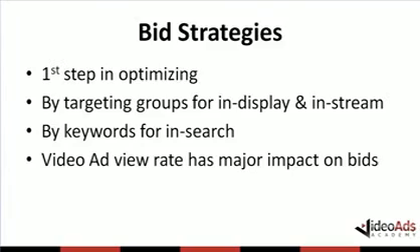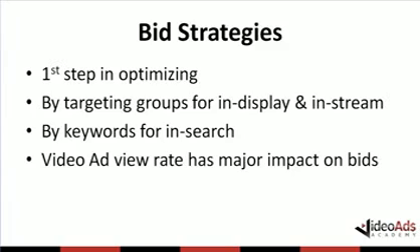And so that's why I say by keyword for in-search, you're going to want to dig down to each individual keyword and then base your bid by keyword. Whereas with the other two, when you're watching content, you don't really get that option. You have to actually bid at the targeting group level.